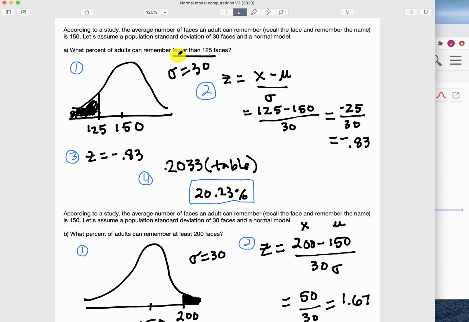So the key here is that we want to look at fewer than 125 faces. That's going to be our cutoff, and anything less than that is fine. And we need to know the mean and standard deviation of this distribution. So the mean is 150 faces, the standard deviation is 30 faces.